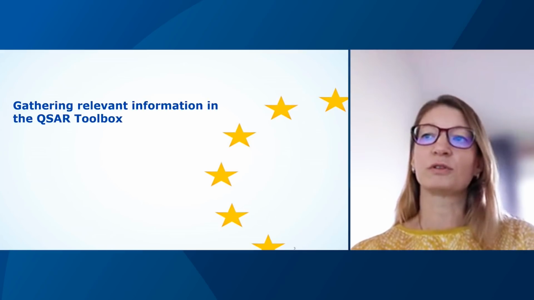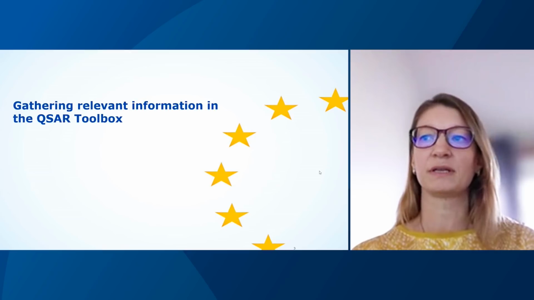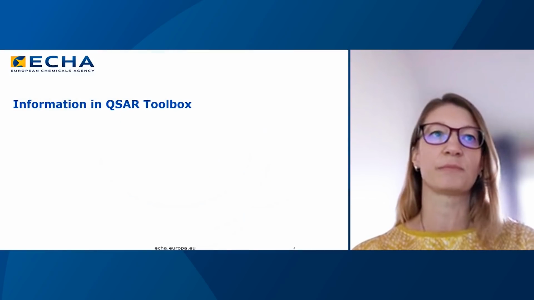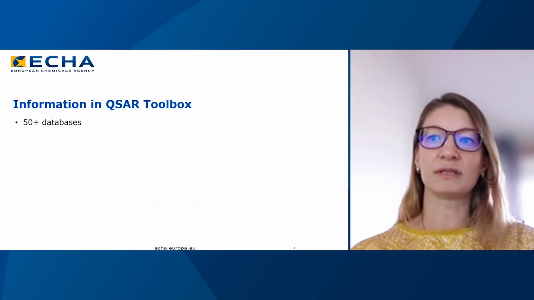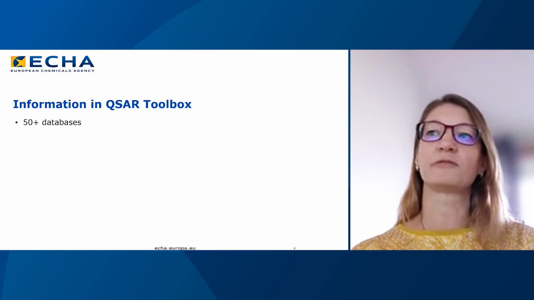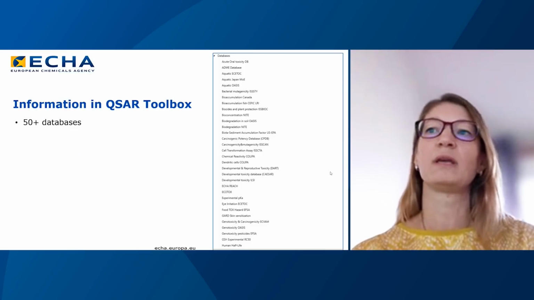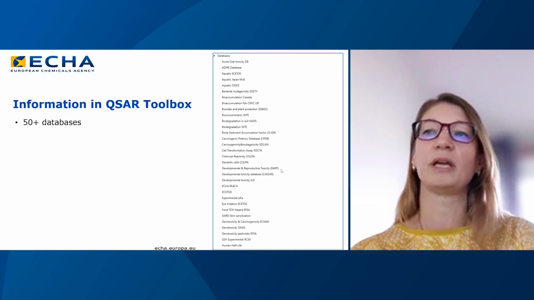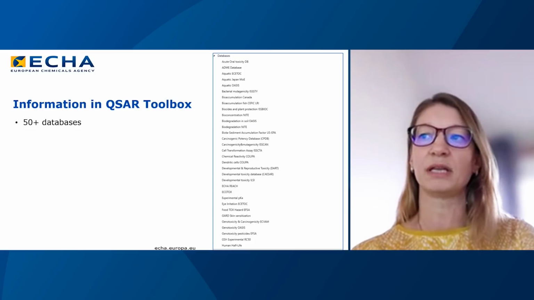The QSAR toolbox contains a wealth of information, including data on physicochemical properties, toxicity and fate, as well as information on structural alerts. In order to get information on properties of a substance, we can retrieve data from more than 50 databases included in the QSAR toolbox. This also includes information on substance identity itself. It means the QSAR toolbox reports how well the CAS number and the structure from the numerous databases and inventories fit together.